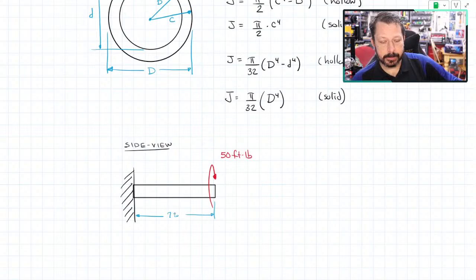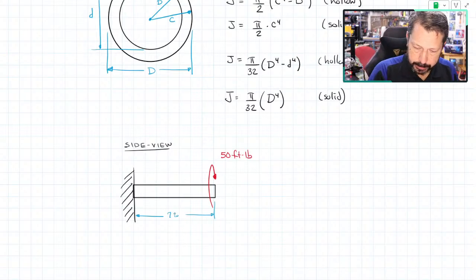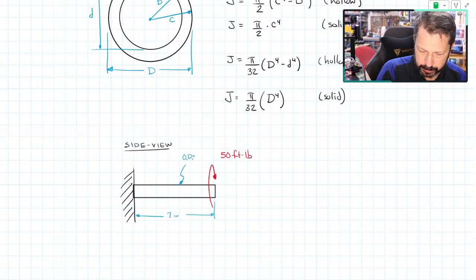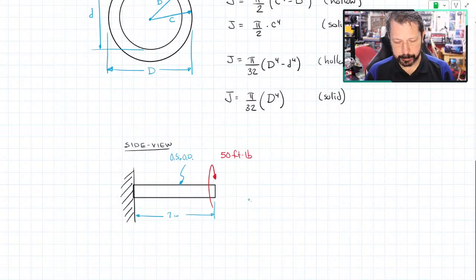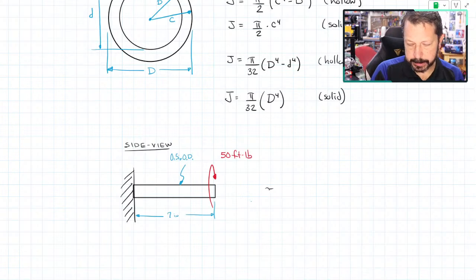So how much does this shaft twist from one point to another? Then the length matters, because a longer shaft is going to be easier to twist than a really short shaft, given the same torque. What we do need, though, is the outer diameter. So OD is outer diameter. Let's give it a relatively small one. We've got 50 foot-pounds. Let's say that's a half inch OD.